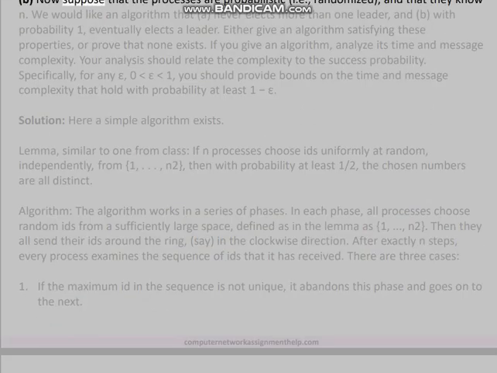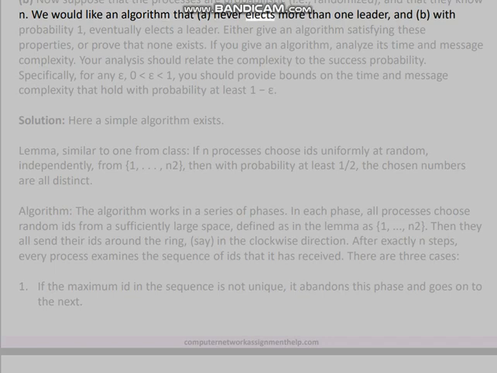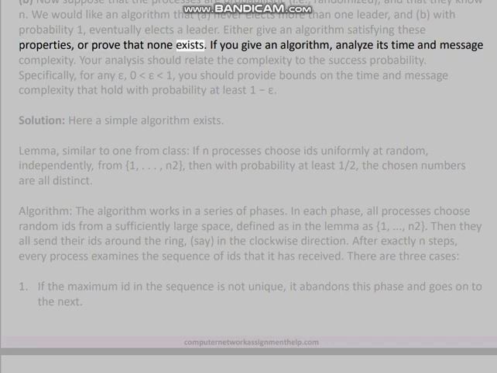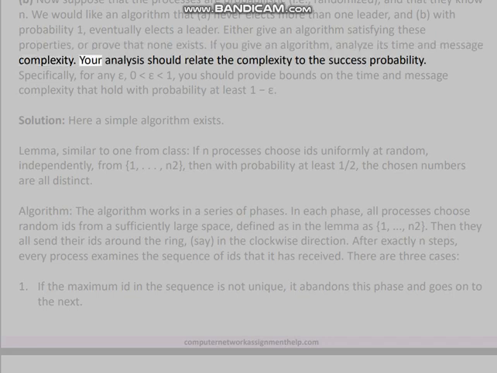B. Now suppose that the processes are probabilistic, i.e., randomized, and that they know n. We would like an algorithm that A. Never elects more than one leader, and B. With probability 1, eventually elects a leader. Either give an algorithm satisfying these properties, or prove that none exists. If you give an algorithm, analyze its time and message complexity.